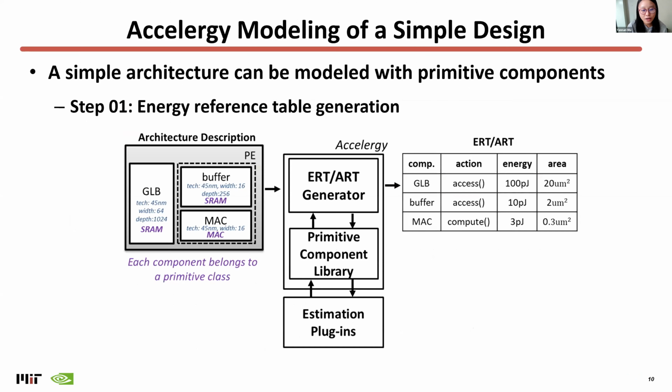Just as a recap of how Accelergy works in a pictorial way. A simple architecture can be modeled with primitive components. So for example, SRAMs or MAC units will be the primitive components that we consider in the architectural world. And the first step is to generate the energy reference table. You can see that in this example, we're taking a very simple architecture with an on-chip global buffer of SRAM type, and a local buffer and a MAC unit. The buffer is also an SRAM, and the MAC is just a MAC computation unit. And each of the components belongs to a primitive class as shown in purple.